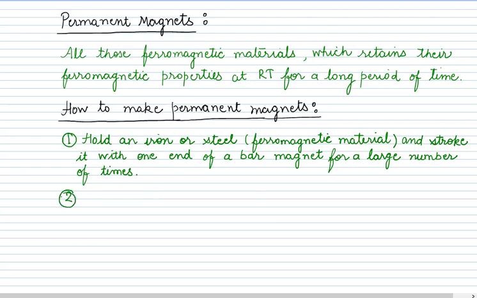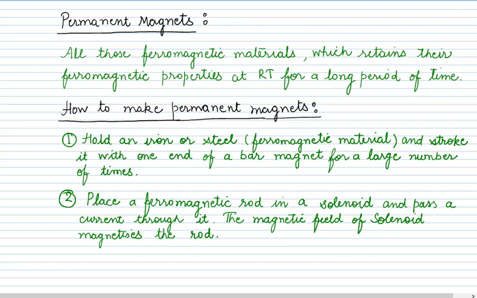The second easiest way to make a permanent magnet is that we place a ferromagnetic rod in a solenoid and pass a current through it. The current flowing into it creates a magnetic field, and the magnetic field of the solenoid magnetizes the rod. So again, we have transferred the magnetic properties into a ferromagnetic material.